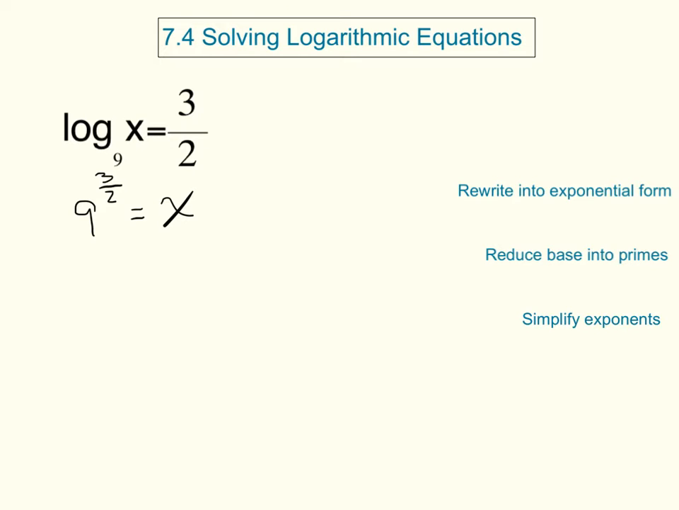After that, we're going to take this 9, which is our base, and reduce it into primes. Well, 9 is 3 squared, because it's 3 times 3. But I still have 3 halves as my original exponent. So now I'm going to go ahead and simplify this.